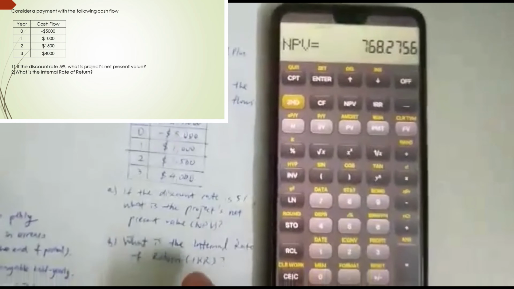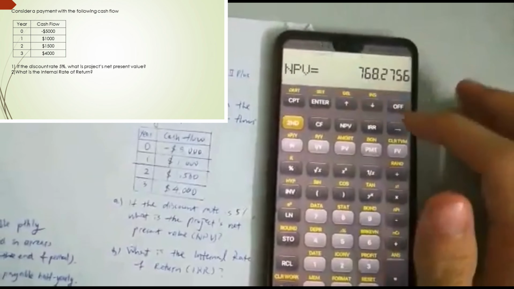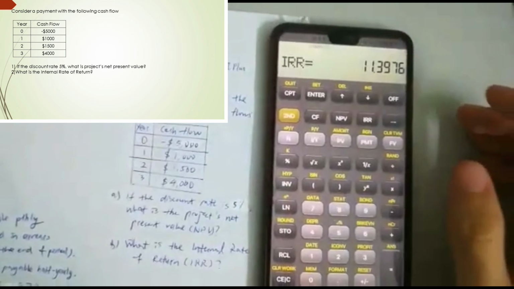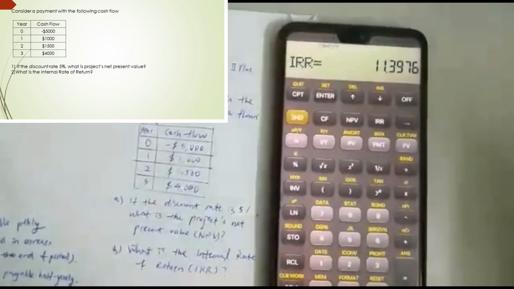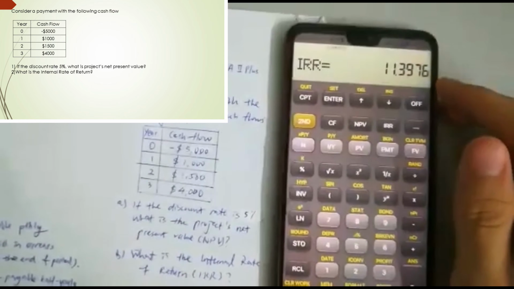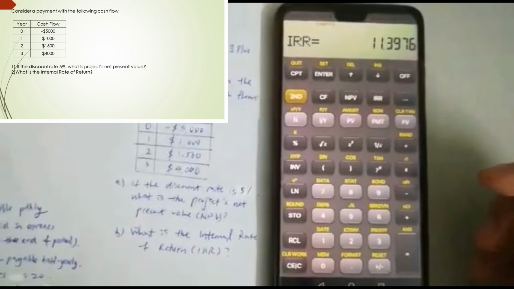So how are we going to find the IRR, internal rate of return? We press IRR and then press compute. It is equal to 11.3976, in percent. So when it's greater than 5%, then we accept the project. So that's all from me.